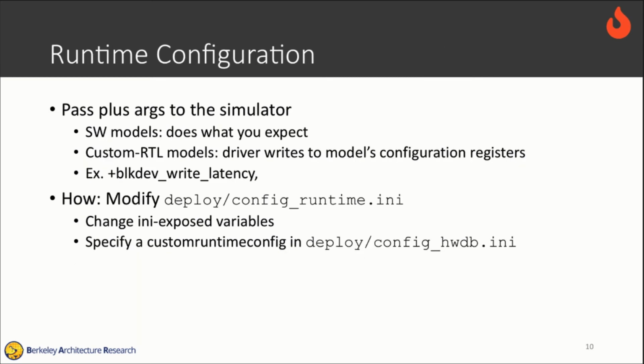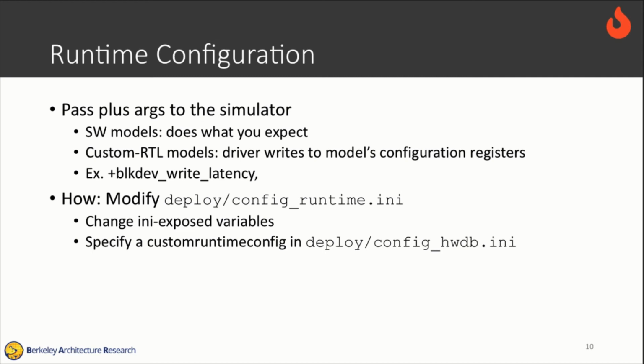All right, so the second time is runtime configuration. So all these abstract RTL models and software models can accept plus args that change their behavior, right? And so for software, that kind of does what you expect. For hardware, it's a little bit more complicated. But for something like the block device, if you say plus block dev write latency, that's actually going to make a memory mapped write to a programmable register sitting on the FPGA. And so you can change the block device's write latency this way. And this is how the DRAM model is reconfigured as well.